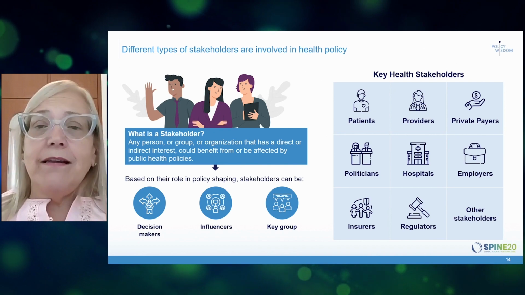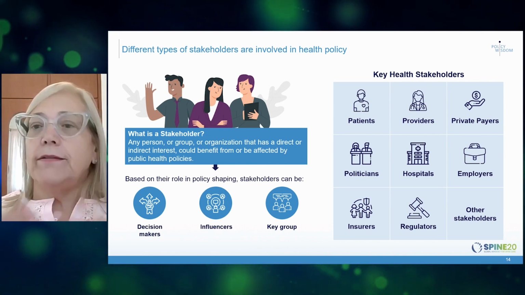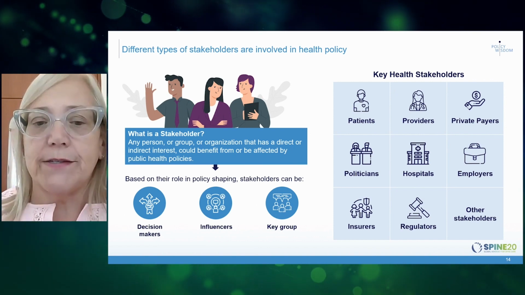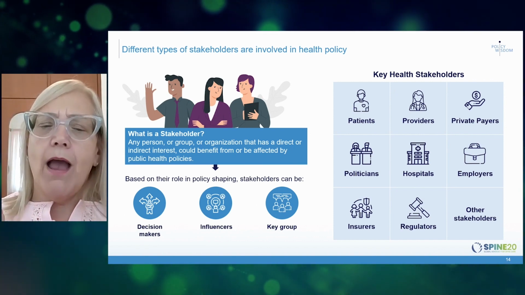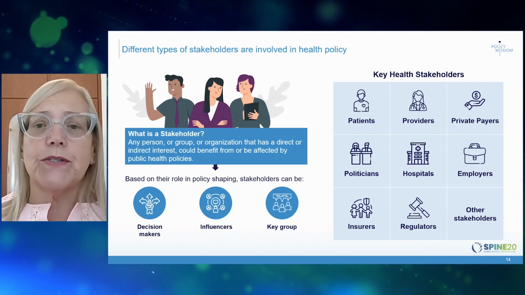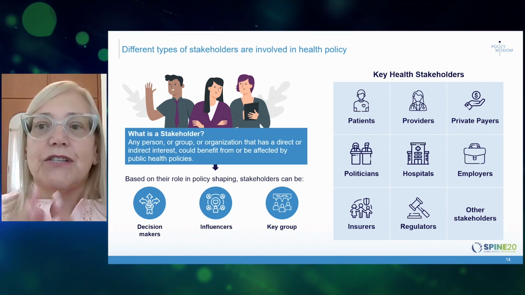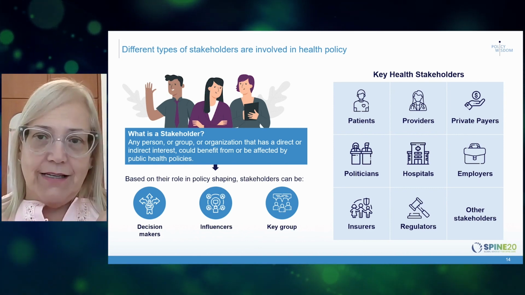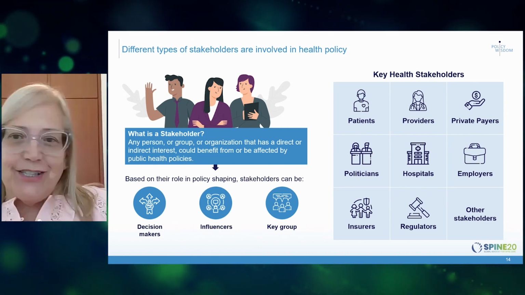So the main stakeholders are the decision makers or policymakers, the influencers, and the key groups. And you say, so what's the difference? Influencers are individuals or organizations that we know the decision makers ask things of, that have the ear of the decision makers.